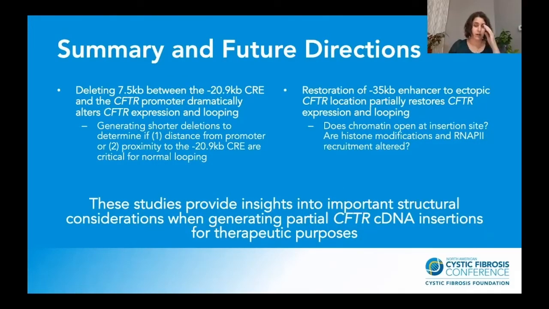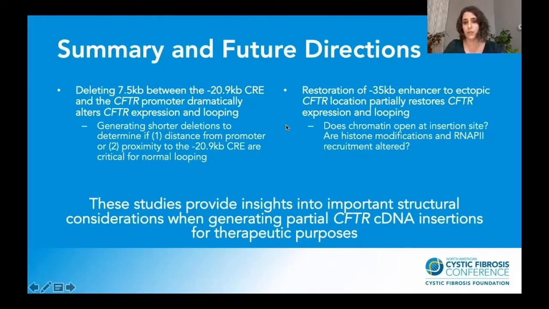To summarize and go over where we're currently at with these studies, I've shown you that deleting 7.5 kb between the minus 20.9 kb enhancer blocking insulator and the CFTR promoter dramatically alters CFTR expression and looping. And we are currently generating shorter deletions to determine if either the distance from the promoter or the proximity to the minus 20.9 kb element are critical for normal looping and expression.